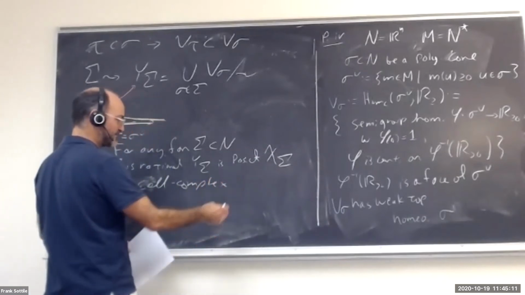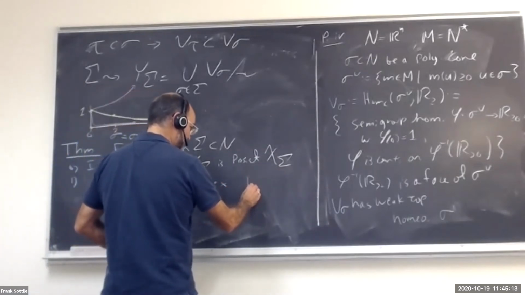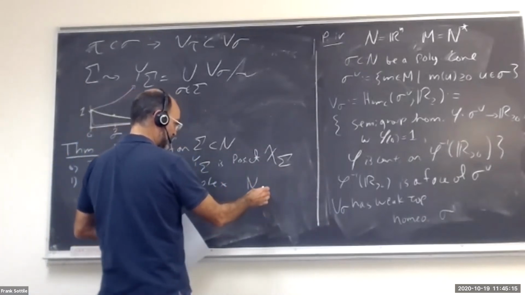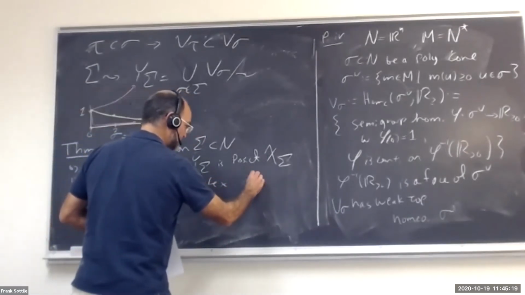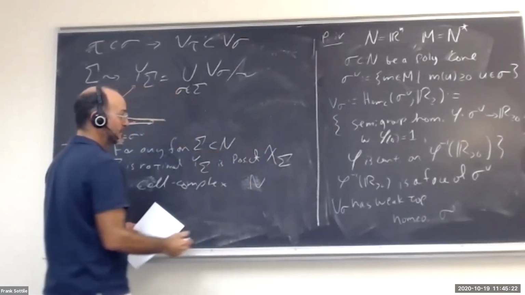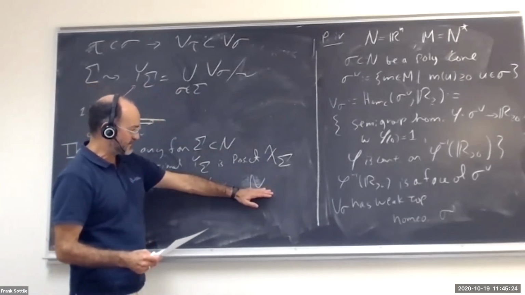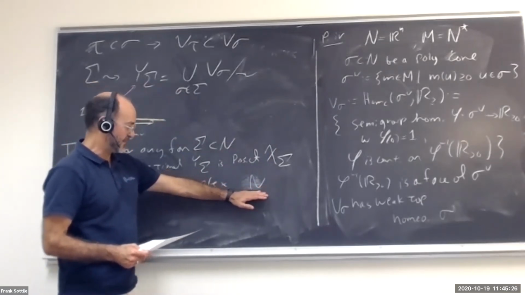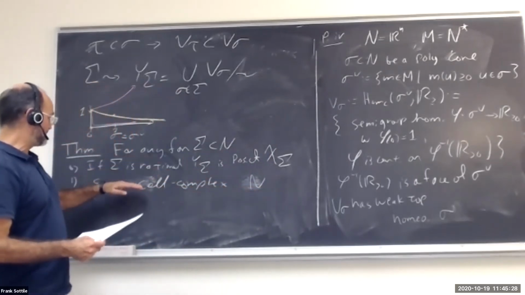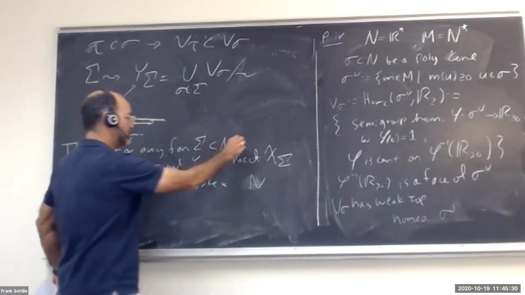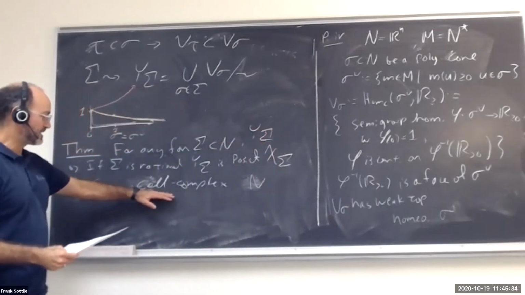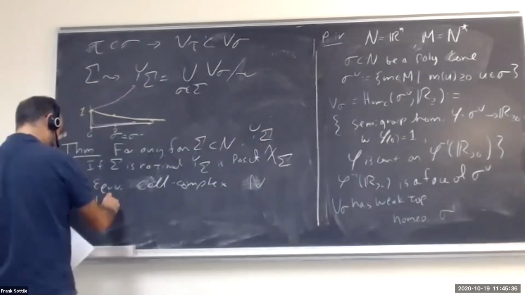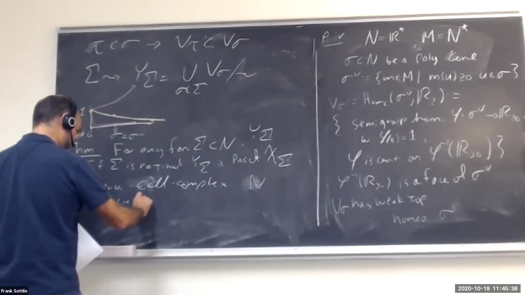And what is it equivariant for? Well, I can think of this group N. The group N that I started out with, if I write it down multiplicatively, then this acts on this. So we get Y sigma. Y sigma is an equivariant cell complex, and it has one orbit for each cone.